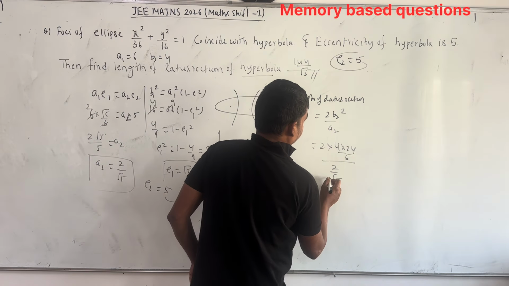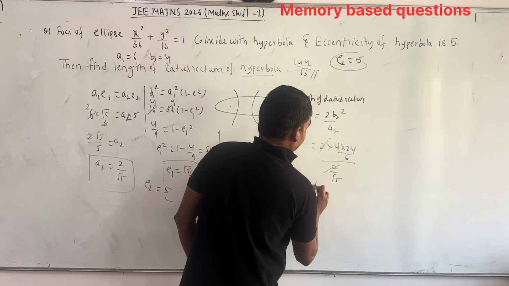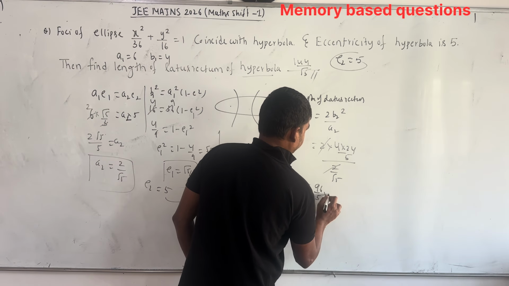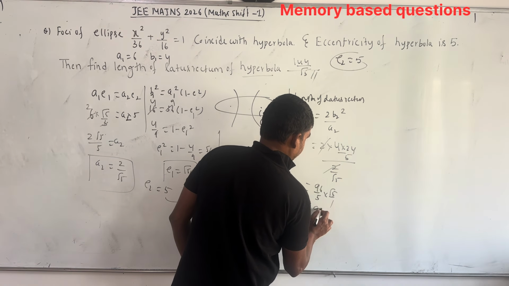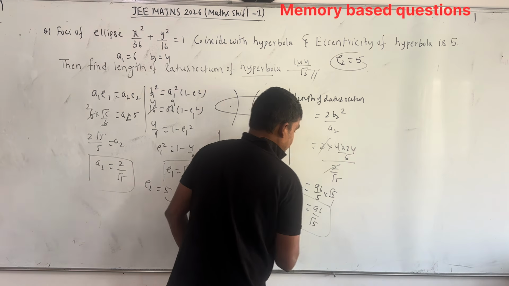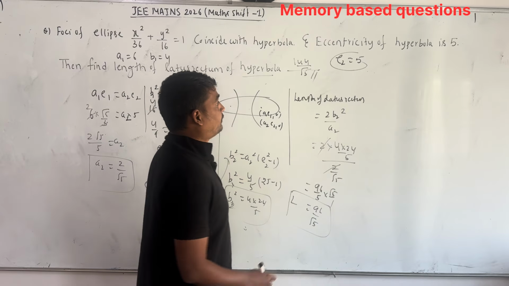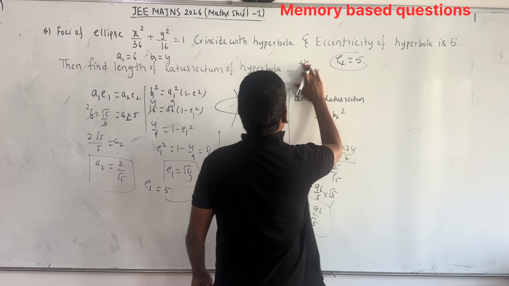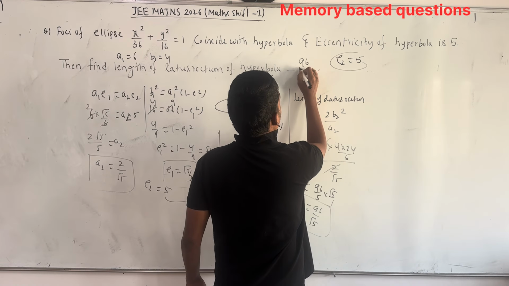So the 2s cancel, and this gets reversed: 4 into 24, 96 by 5, by root 5 by 1. So we get 96 by root 5 by 5 root 5, we got. So this is the length of the latus rectum, we got 96 by root 5 value. So we can put the answer here, length of the latus rectum is 96 by root 5.